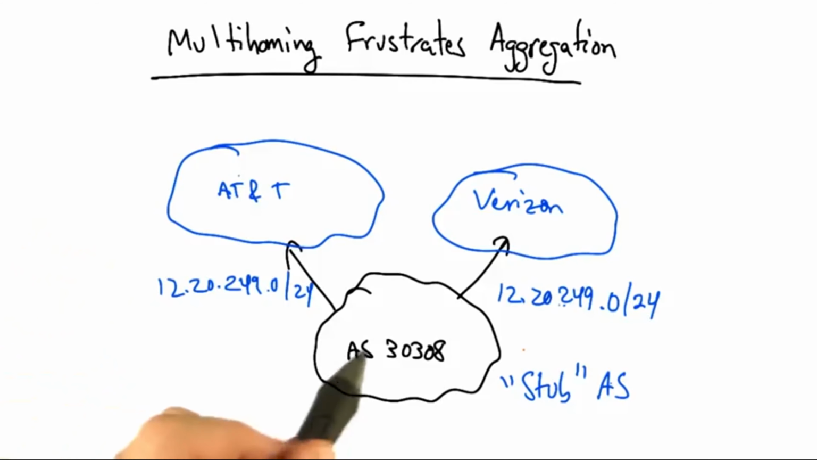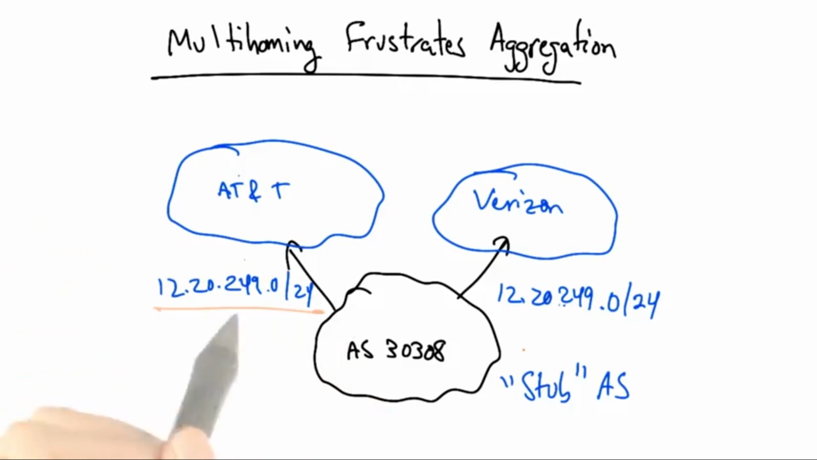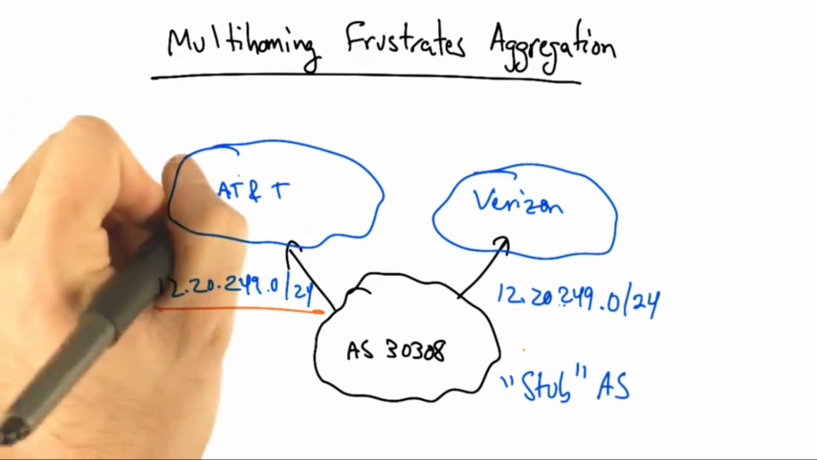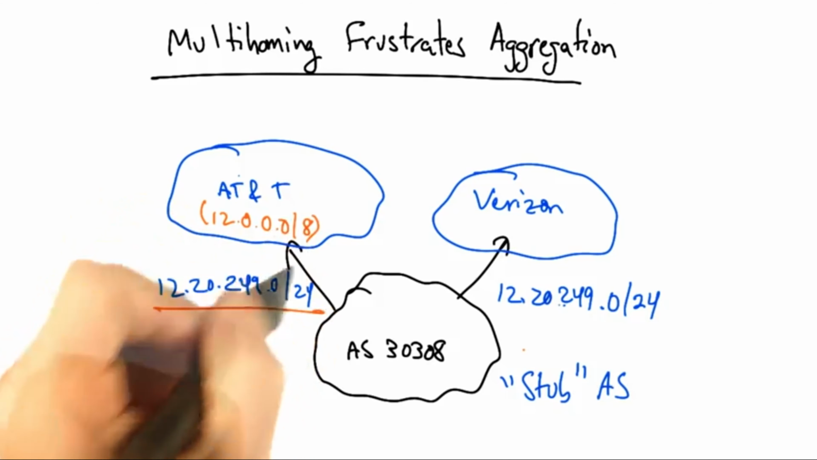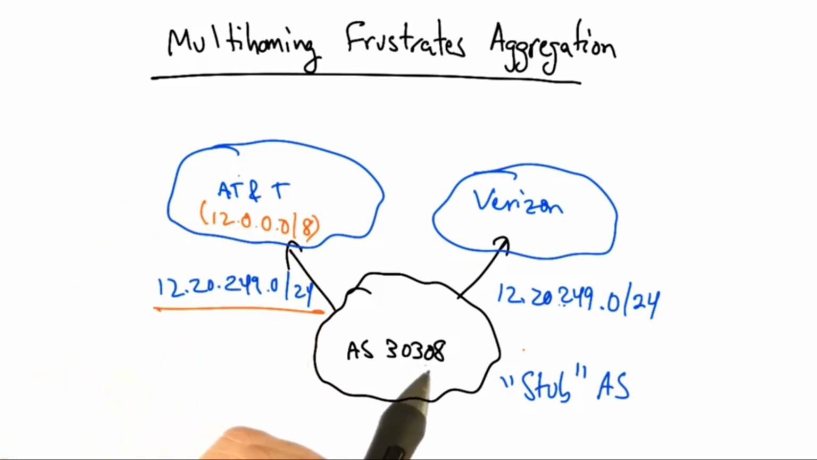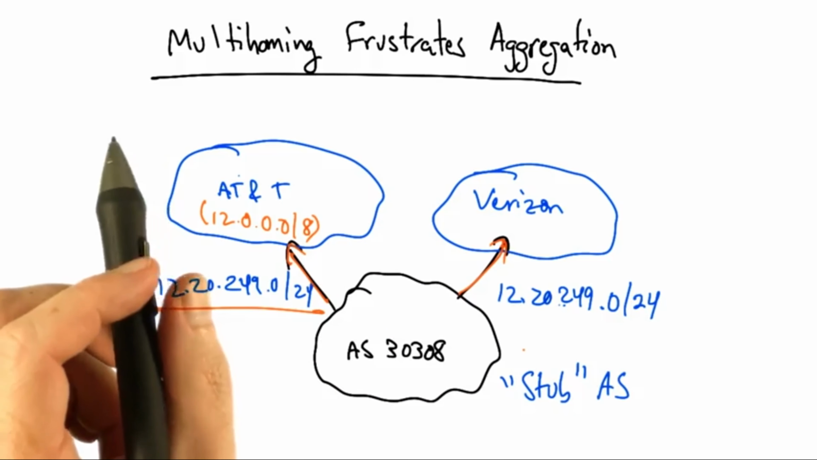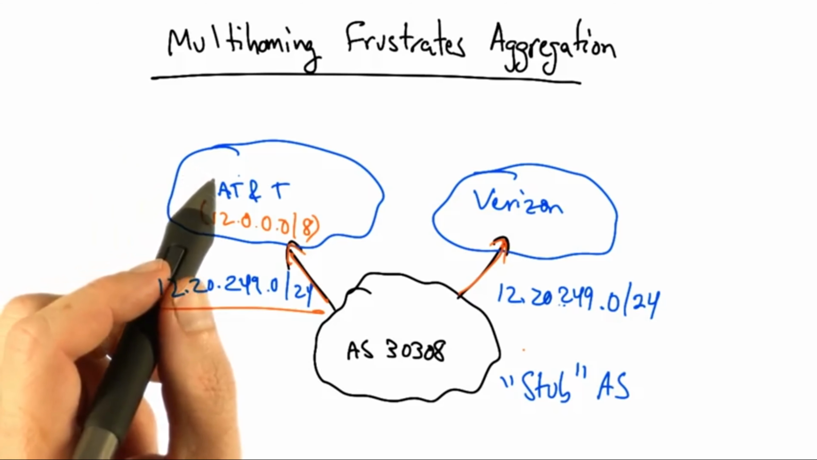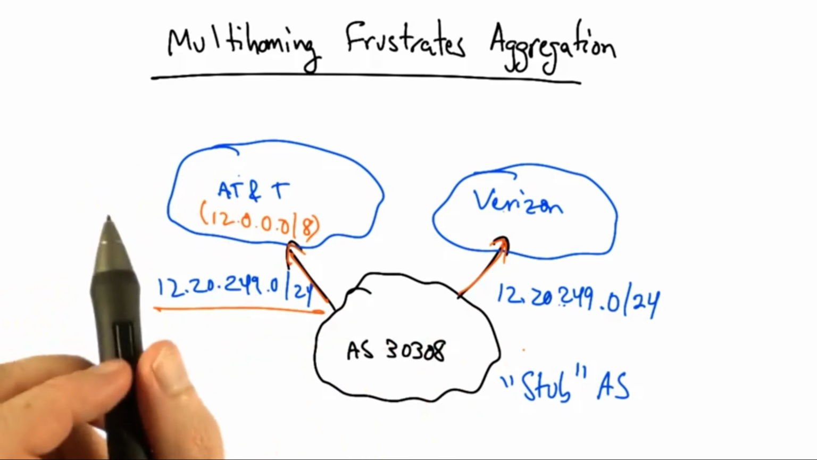In this example, a stub AS, in this case 30308, might receive IP address space, say 12.20.249/24, from one of its providers, such as AT&T, which happens to own 12.0.0.0/8. Now in this case, AS30308 wants to be multi-homed. In other words, it wants to be reachable via two upstream Internet service providers.